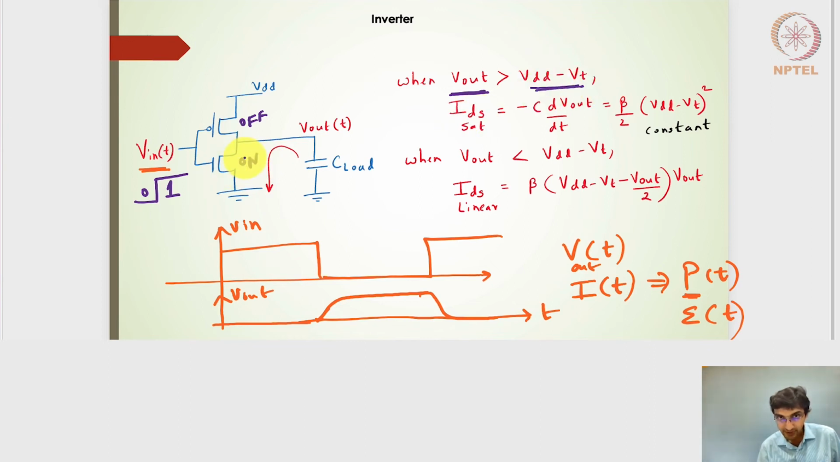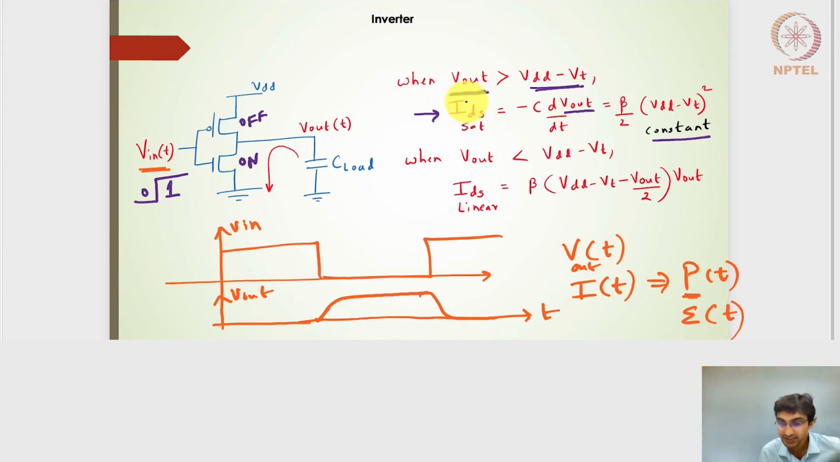The NMOS transistor will be in saturation. So the saturation current will be used, and that will be equated to the discharging current equation for the capacitor. So minus C dV out by dt will be nothing but beta by 2 (VDD minus VT) the whole square. This is the NMOS transistor current. And from there, I should be able to find out what the output profile should be.